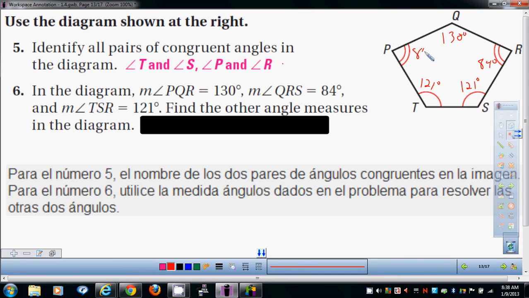It's actually an 84 with a degree sign. My degree sign was way too big, but you're right. 84 degrees. And that's all you had to do there. Find its counterpart, set it equal.